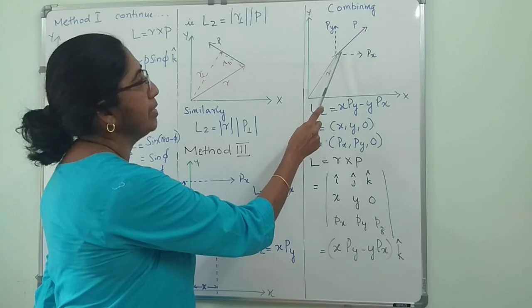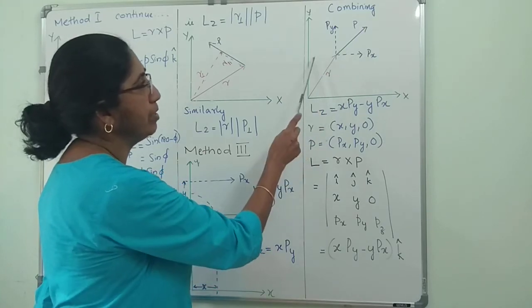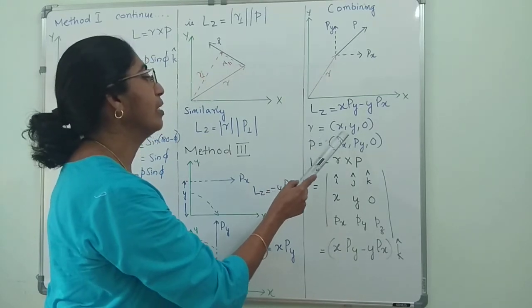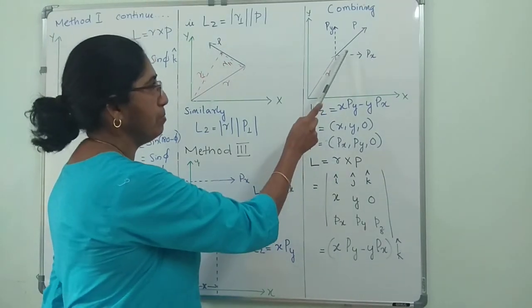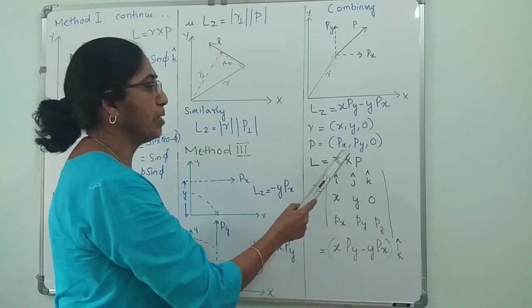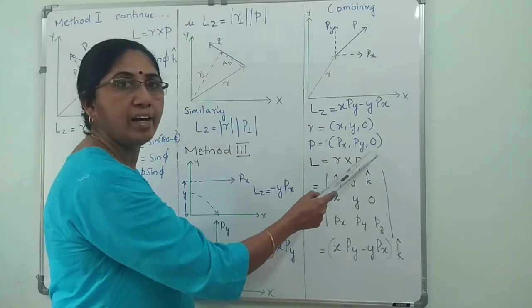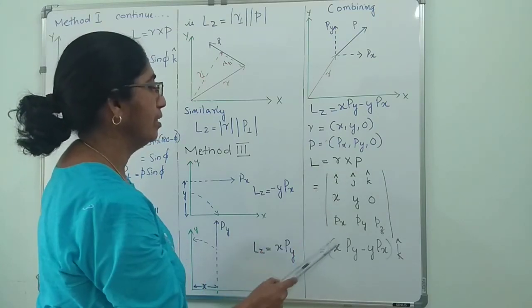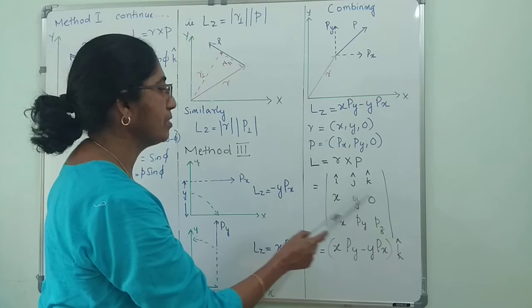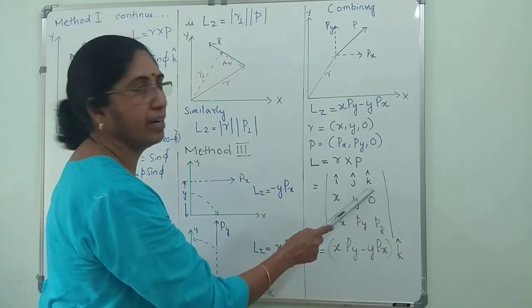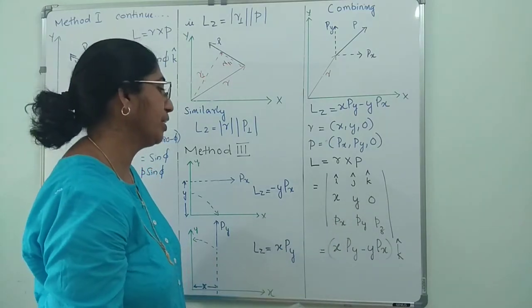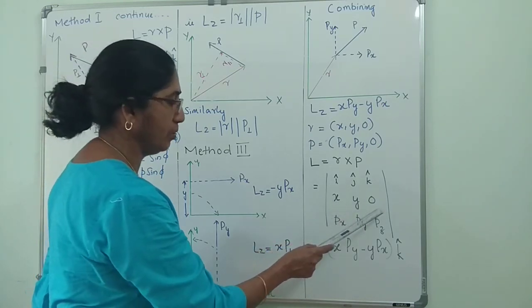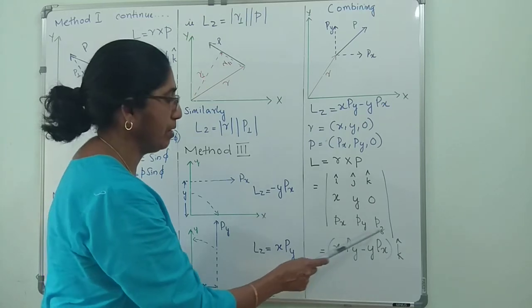The particle is at this point. It has got x component, y component, and z is 0 because it is in the xy plane. So I can write r has got coordinates x, y, 0. Similarly, momentum has got components px, py, and 0. So L equal to r cross p, I can represent by taking all these components in the determinant form. i, j, k are the unit vectors along the x, y, z direction. Then components of the position, that is x, y, 0. Components of momentum px, py, pz.